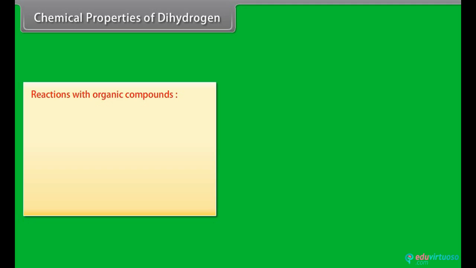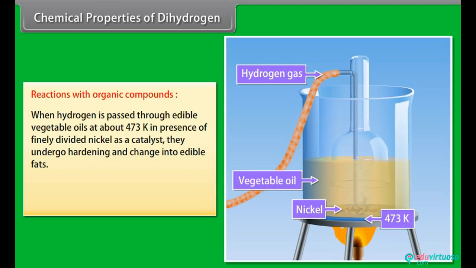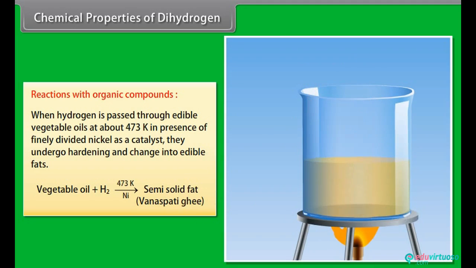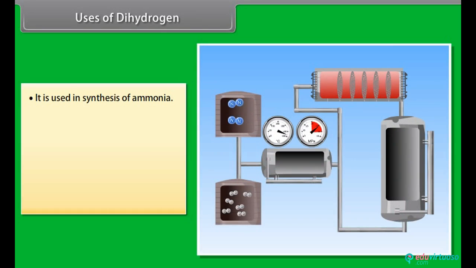Reactions with organic compounds. When hydrogen is passed through edible vegetable oils at about 473 Kelvin in the presence of finely divided nickel as a catalyst, they undergo hardening and change into edible fats. Uses of dihydrogen. It is used in synthesis of ammonia.